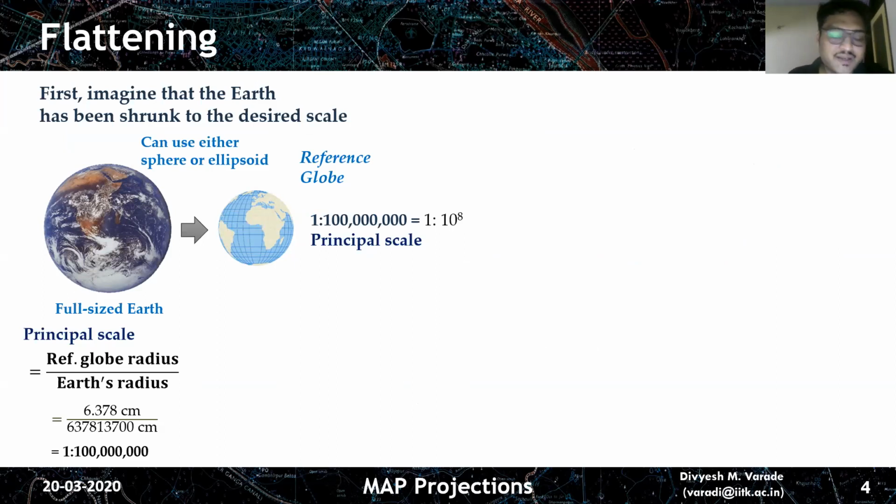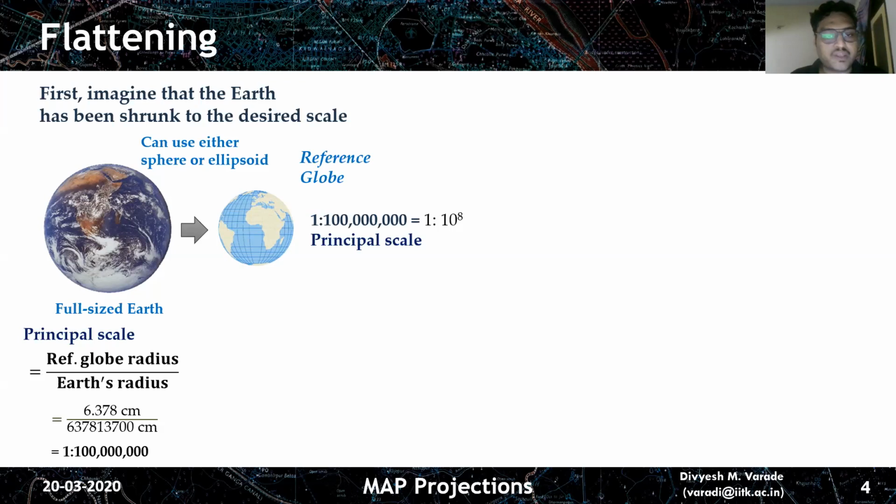So let us assume that we want to prepare a map at the scale of 1:100 million. For that, we shrink the Earth from its original scale to this scale. This is known as the principal scale, the scale at which you want to prepare your map. Basically, the principal scale is nothing but the ratio of the radius of the reference globe to the radius of the Earth. The simplest case is that of selecting the principal scale to be 1:100 million.